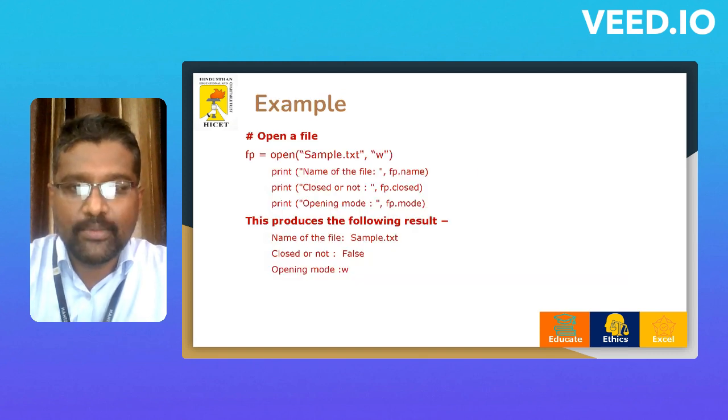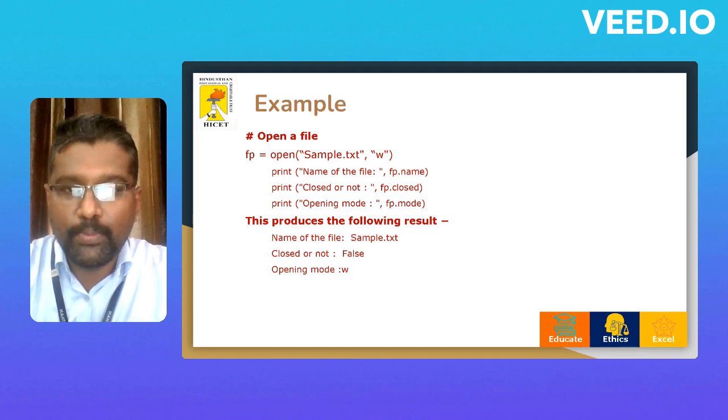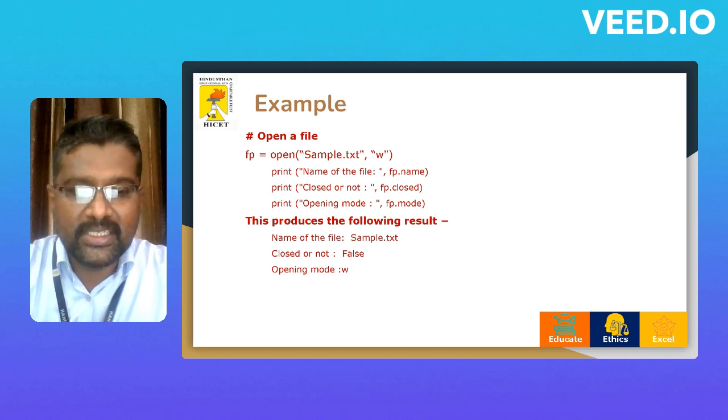So let us see an example. In this example, I have used a file pointer or file handler, which we call fp. fp is equal to the open function. Here sample.txt is the file name, the file name with an extension, and the mode I have mentioned as w, which is called write mode.